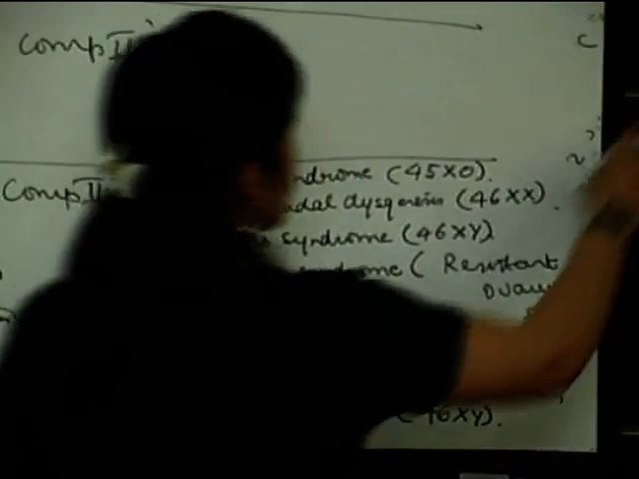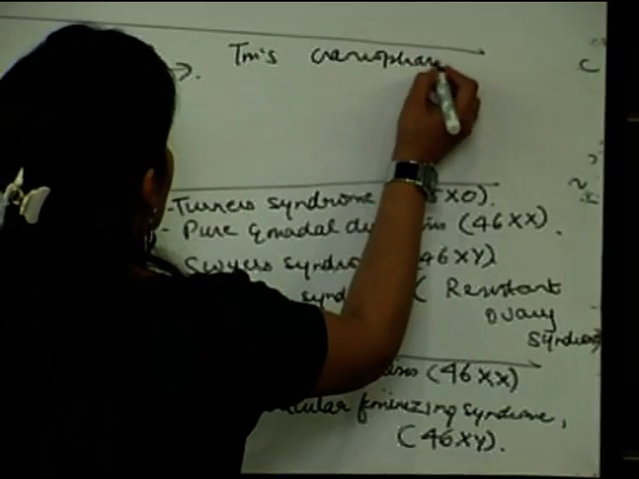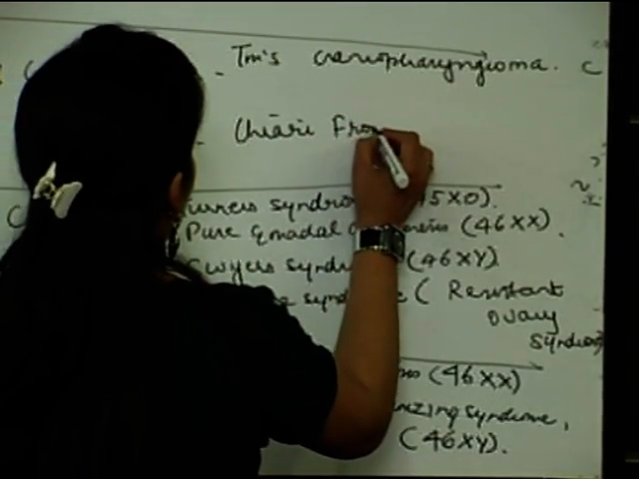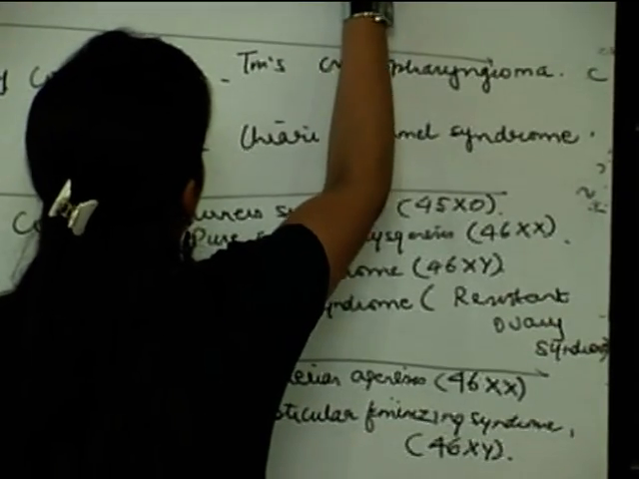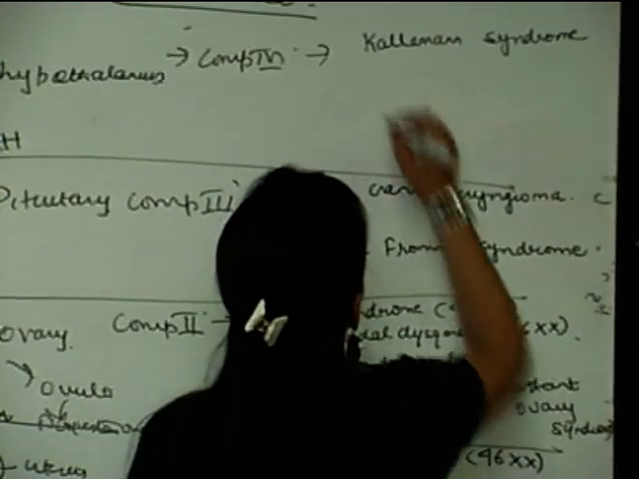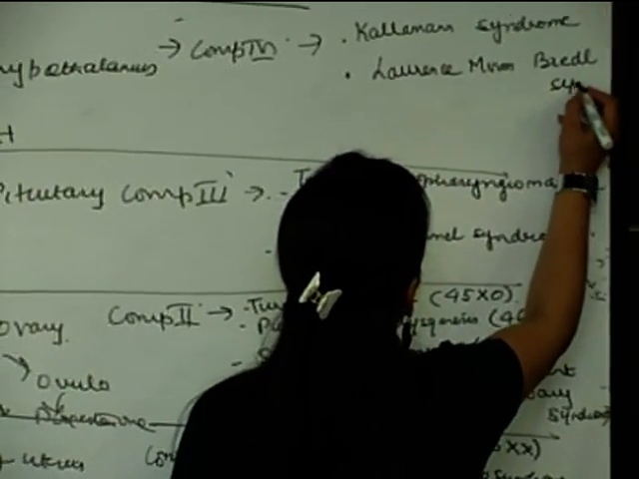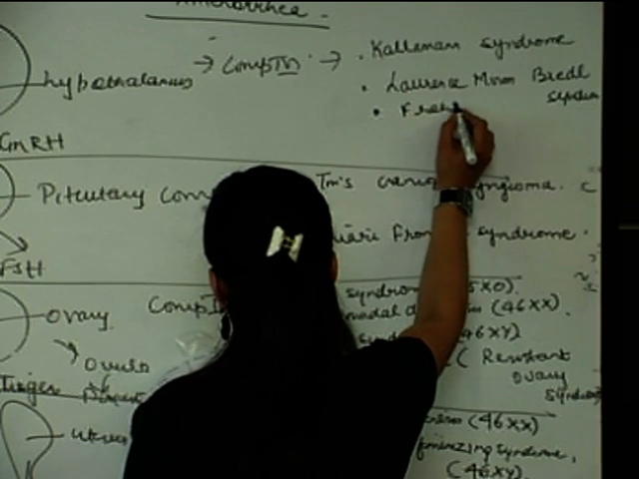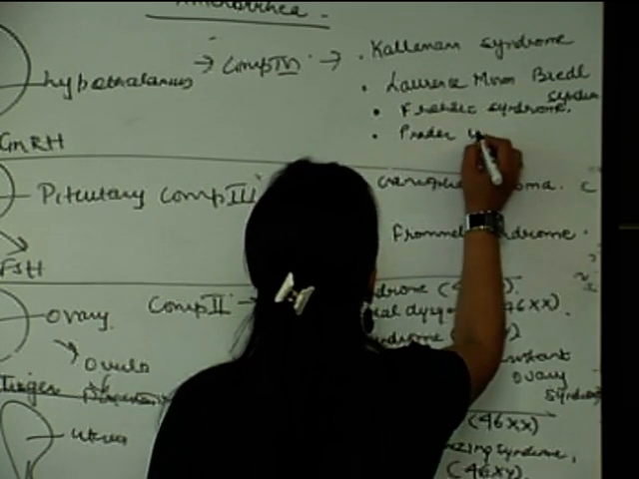In compartment 3, that means causes of pituitary, they are number 1, tumors like craniopharyngioma, and Chiari-Frommel syndrome. Coming to compartment 4, the causes are Kallmann syndrome. The important causes, I'm just giving you the most important causes which you have to remember. Kallmann syndrome, Laurence-Moon-Biedl syndrome, then Frohlich syndrome, and Prader-Willi syndrome.